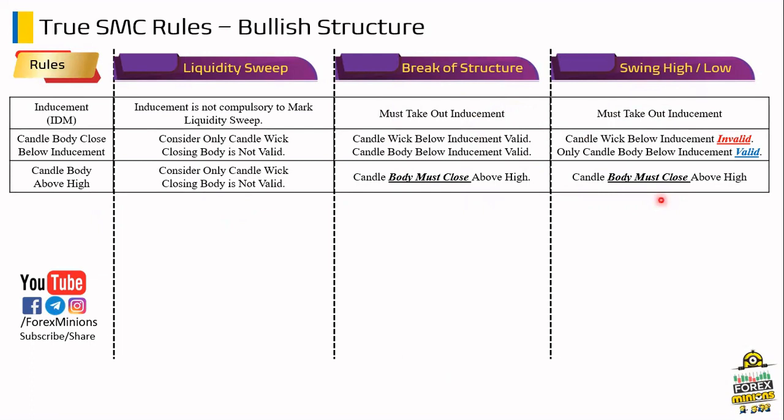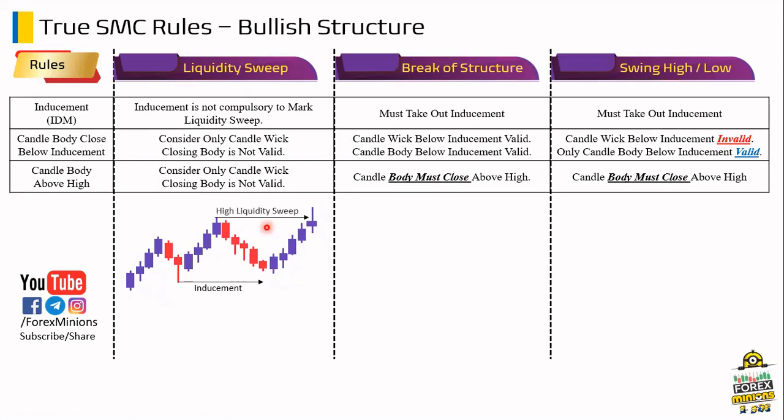Now, let's see some examples to understand this. First, this is the chart and we will do a case study of liquidity sweep. See, this is our inducement level and price moved higher without taking it out. Here, price created a new high and note the candle reaction above the previous high. See, only the candle wick traded the previous high and the candle body closed below the previous high. So we will mark it as a liquidity sweep.